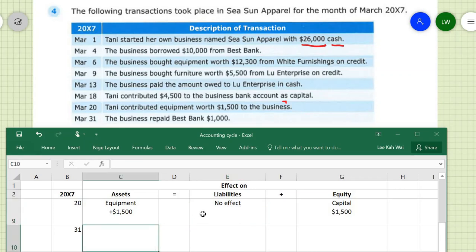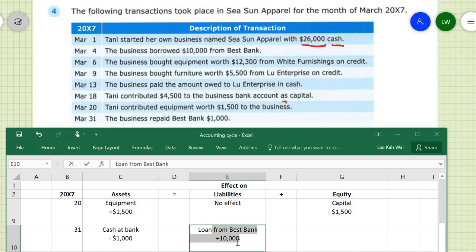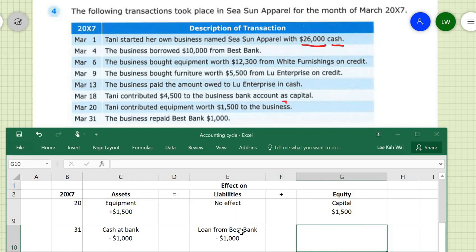Finally, on March 31st, the business repaid Best Bank $1,000. Repaid means you have to pay out of your cash at bank account. It's not clear whether it is using the cash at bank or cash in hand, so in this case we will assume that it is using the cash at bank account to make the payment. So in the cash at bank account there's a reduction, so subtract $1,000. What is it used to pay for? It is to reduce the loan from Best Bank that you recorded earlier, so the liability experienced a reduction. In the account loan from Best Bank, instead of a $10,000 increase previously when you borrowed the money, now there's a repayment, so there's a reduction of $1,000. Again, the owner does not come into the picture in this transaction, so no effect in the equity section.